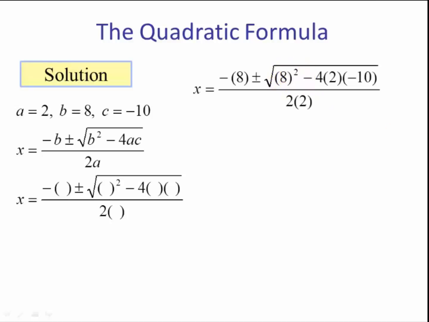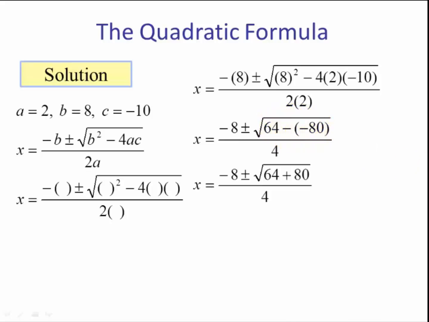8 squared is 64, minus 4 times 2 is 8. 8 times -10 is -80. 2 times 2 is 4, and a negative times 8 is -8. Next, we want to combine like terms here. So 64 minus -80 is the same thing as 64 plus 80, which gives us 144. So we have -8 plus or minus the square root of 144 over 4. 144 is a perfect square. It's 12. So we have x equals -8 plus or minus 12 divided by 4.